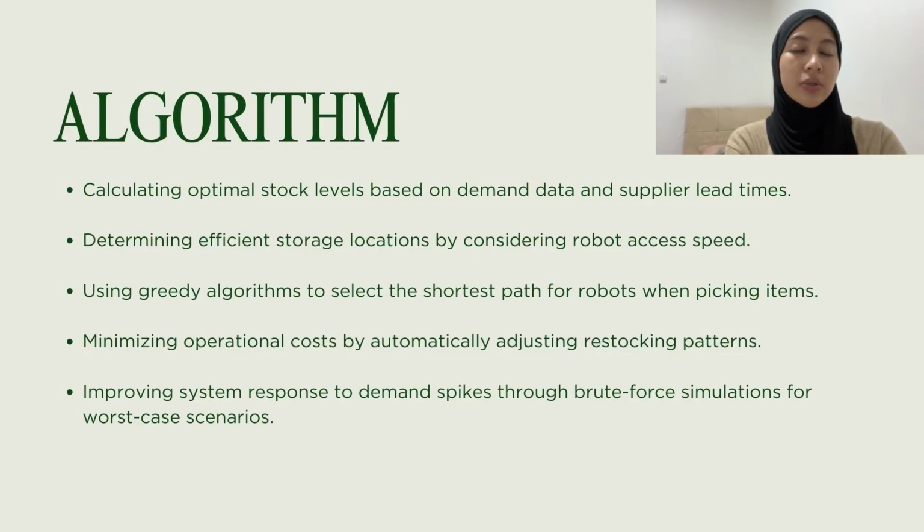Fourth, minimizing operational costs. We also focus on minimizing operational costs by automatically adjusting restocking patterns. This ensures that we only restock when necessary, optimizing warehouse resources. Next, improving system response to demand spikes. Lastly, the system is designed to handle demand spikes by using brute force simulations for worst-case scenarios. This helps improve system response and ensure that the warehouse can manage large surges in demand without compromising on performance.